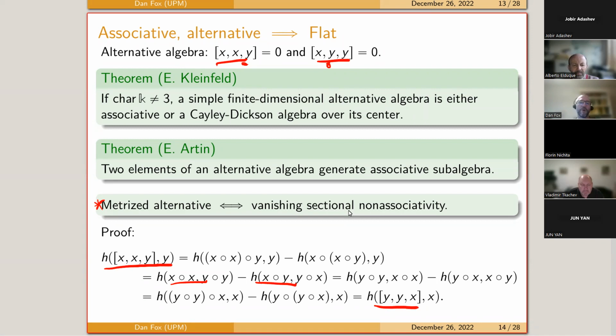In some sense, what you're really picking up is whether your algebra is alternative. I'm calling it sectional non-associativity; you could maybe have called it sectional non-alternativity. You're essentially detecting alternativity, but this old theorem of Artin is telling you that if you're only looking at two-dimensional subspaces, there's not really much difference. So essentially flat means associative or alternative, where flat is supposed to mean vanishing sectional non-associativity.